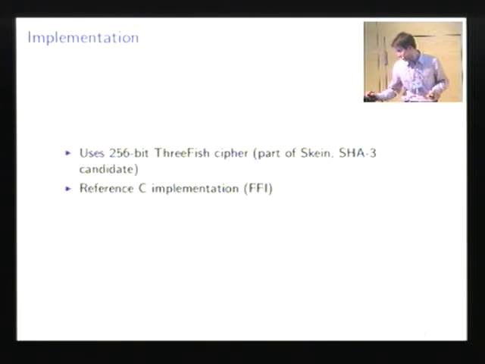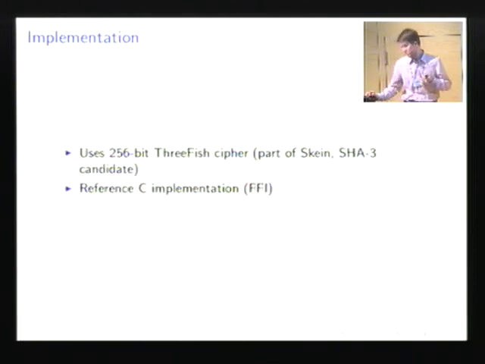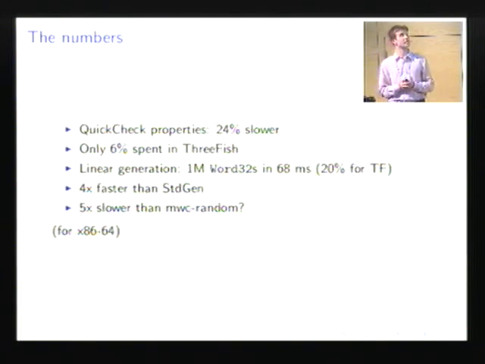And after a couple of tricks that we applied by using additional things to speed up splitting, these are the numbers that we got. We managed to create a good random number generator based on a crypto block cipher, which is only 24% slower than StdGen. And actually very little time is spent in the block cipher that we are using. And it's actually faster for linear generation than StdGen, but still not as fast as the fastest generators available. All right.